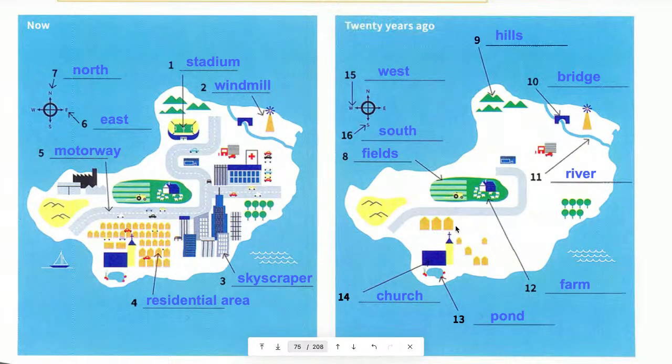So because on the right side you see, like 20 years ago, you see some houses there, and then on the left side you see more houses. So that's why they use the word increase, right? And then you see on the right side you don't have any skyscrapers, but on the left side, that means now at the present we have a lot, right?